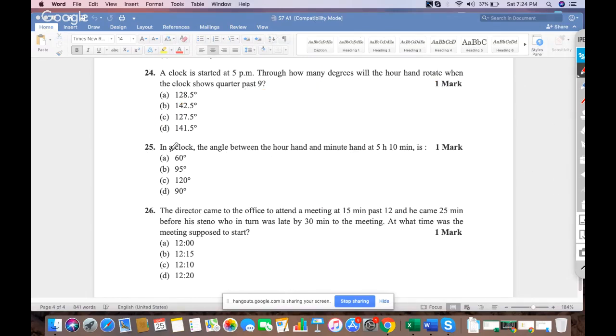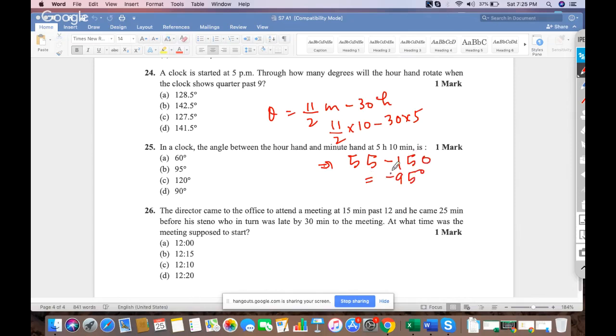Next is, in a clock, the angle between the hour hand and the minute hand at 5:10. I have already said that when theta has to be found out, I will use any formula, and if negative comes out, I'll ignore it. So theta is equal to 11 by 2m minus 30h, which is 11 by 2 into 10 minus 30 into 5. So this gives me nothing but 55 minus 150, which comes out to be minus 95. I'll ignore this. The answer would be B here.